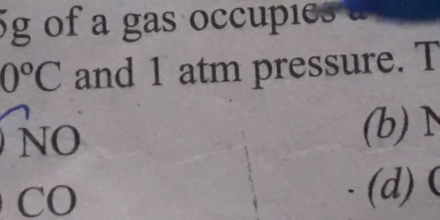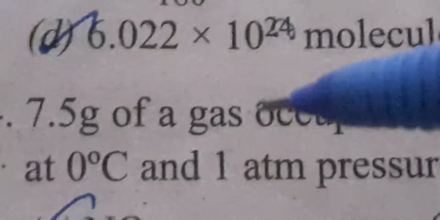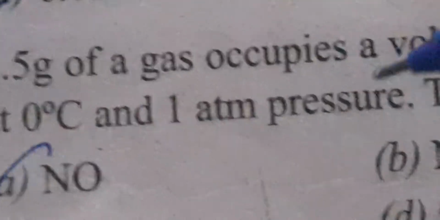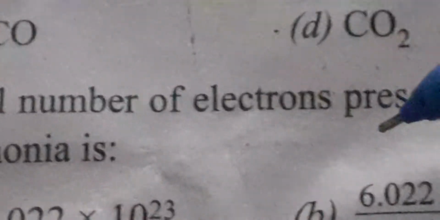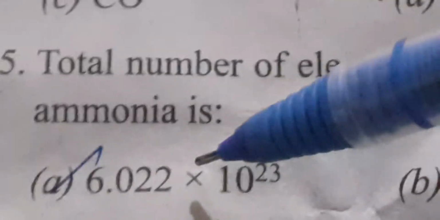7.5 grams of gas occupies a volume of 5.6 liters at 0 degrees Celsius and 1 atmospheric pressure. The gas is nitric oxide, NO, okay. Next, the total number of electrons present in 1.7 gram of ammonia is 6.022 into 10 to the power 23.